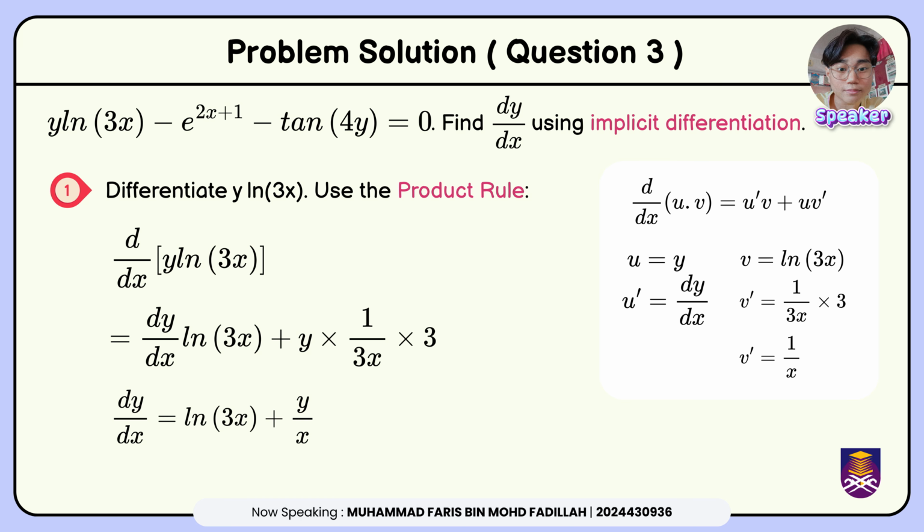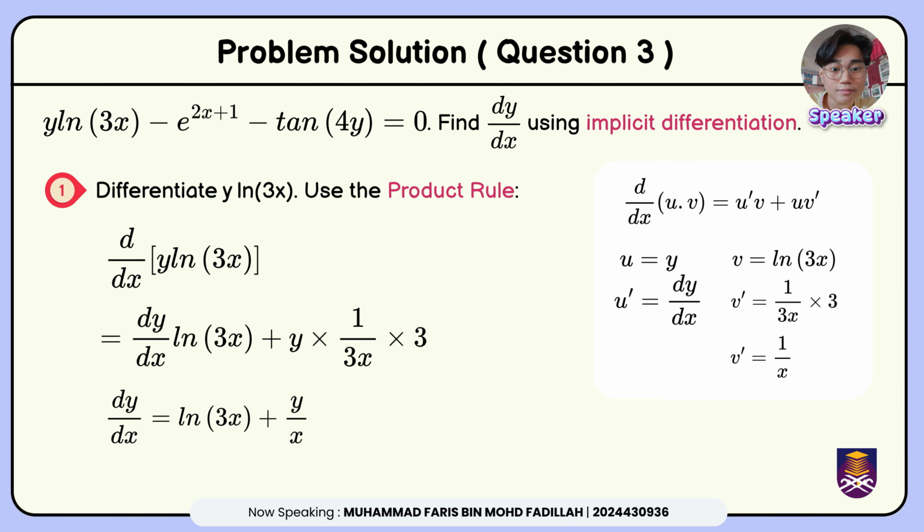So in this question, we need to find dy over dx for the equation that was given. First, we differentiate a function that includes y ln 3x. This is a product of two functions, so we apply the product rule formula that I show on the right of the screen, and we get dy over dx equal to ln 3x plus y over x.